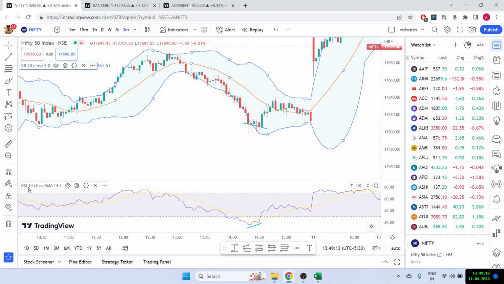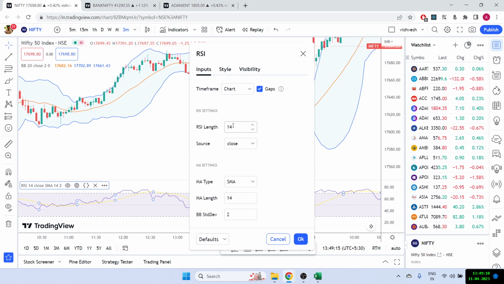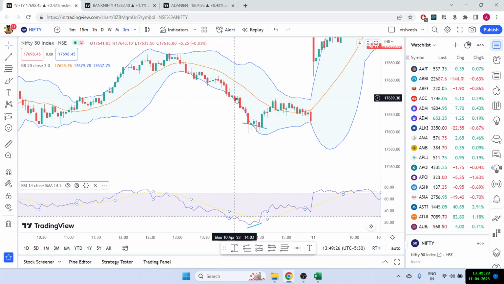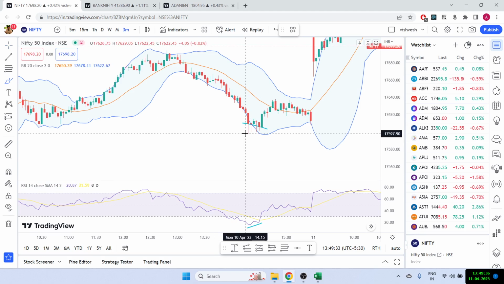The second indicator is the RSI, again the normal indicator, RSI 14. And the third thing that I'm going to use is RSI divergence. So now let me tell you what the strategy is. Essentially, we know that if the stock is below the lower Bollinger Band, so something like this, there is a high chance that the stock will go up.